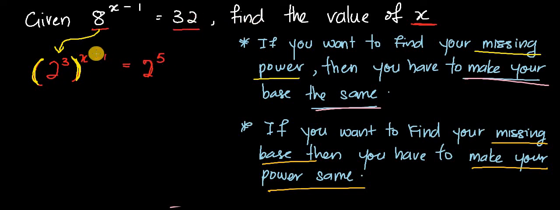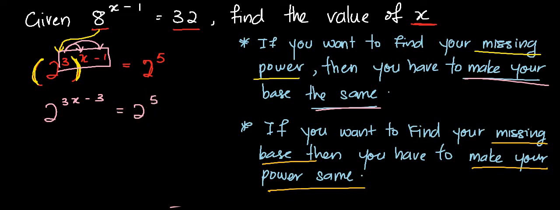Now, what I'm going to do is, maybe I can just try to simplify this part. So this 3, I'm just going to times in here. So I'll get 2 power 3x minus 3. Alright, I'm just breaking the brackets. I'm just timesing this 3 out. Equals to 2 power 5.